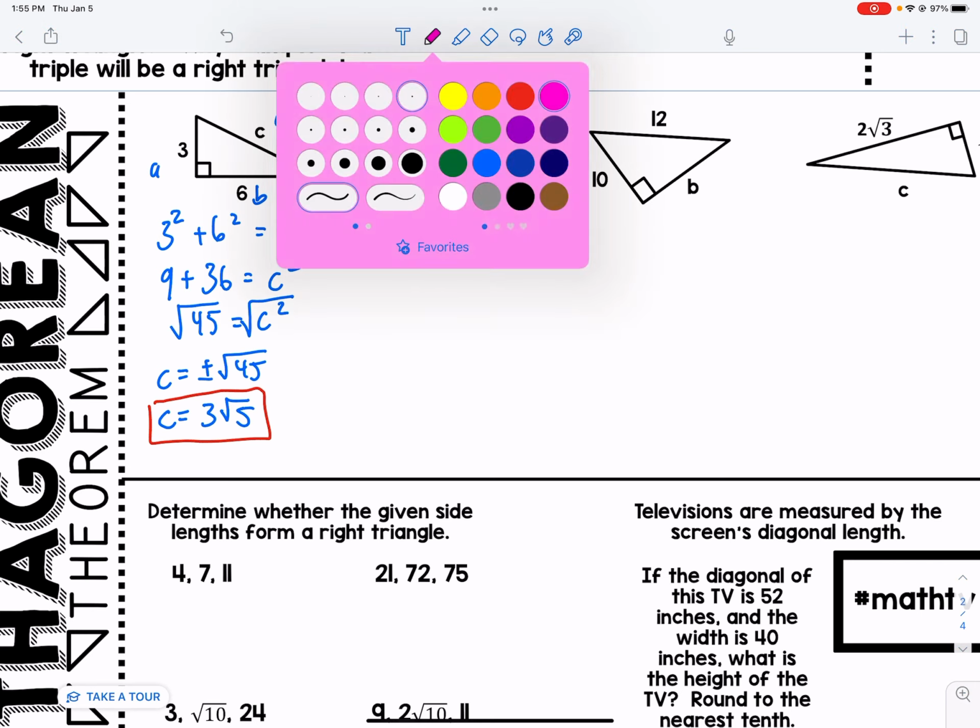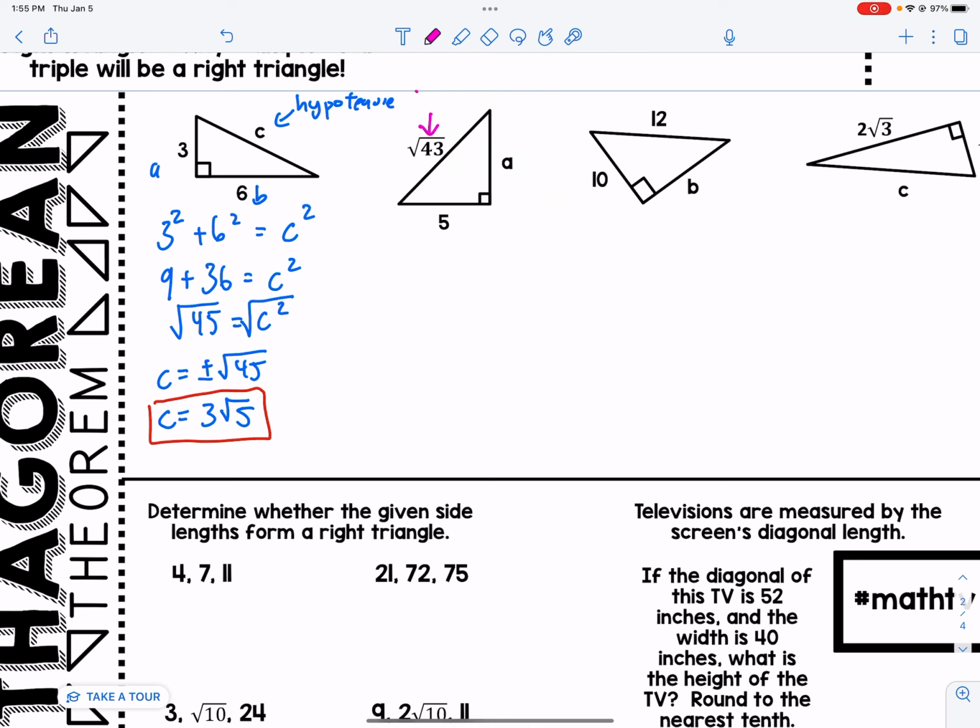All right, so for this one, identifying your hypotenuse. This one is my hypotenuse. And this is A, that means this one has to be B. So A squared plus 5 squared equals square root of 43 squared. A squared plus 25 equals, let me get the square. So the square root of 43 squared, these two are inverse operations.